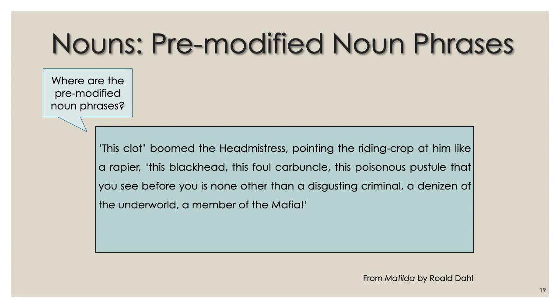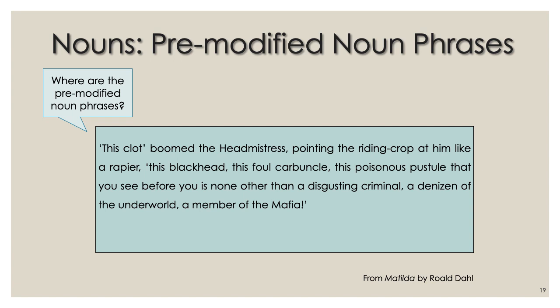But I want you to hear this just to enjoy and think about the quality of the description that is created here. "This clot," boomed the headmistress, pointing the riding crop at him like a rapier. "This blackhead, this foul carbuncle, this poisonous pustule that you see before you is none other than a disgusting criminal, a denizen of the underworld, a member of the mafia."